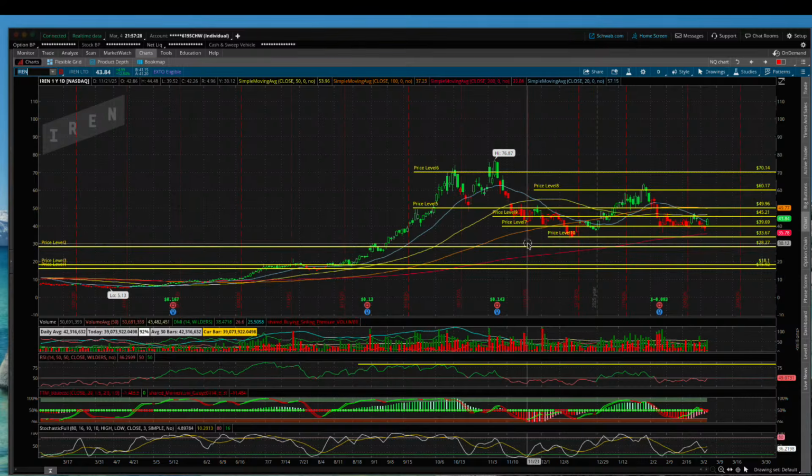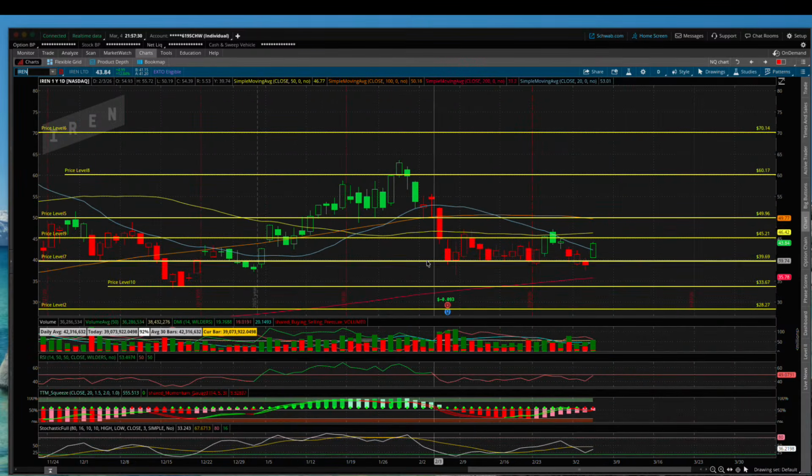Okay, Iron, holding the consolidation here. Okay, indecision candle pop up. Okay, it looks like it's going to 45, 46. Need to get past that 47, and then you could go 49.